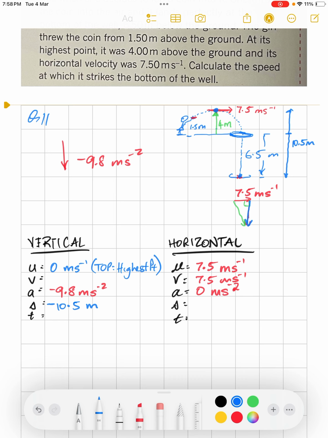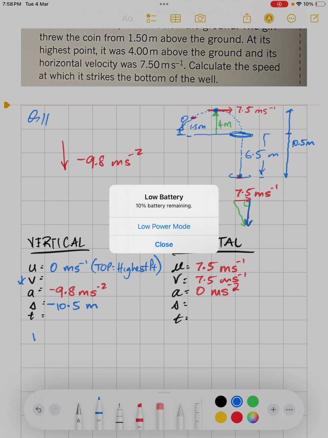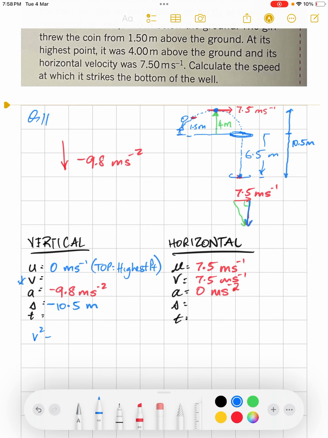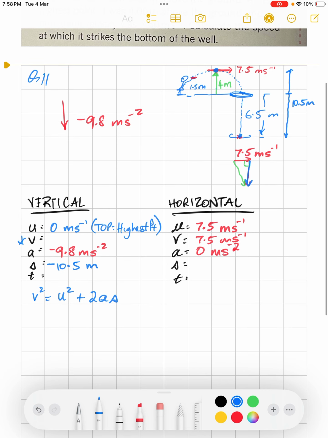So V is what we want, and we've got these formulas. V squared equals U squared plus 2AS, and that's the formula that we will use. It doesn't have time in it, but we can get V squared is U squared, which is 0, plus 2 times negative 9.8 times negative 10.5. So let's put that in the calculator.